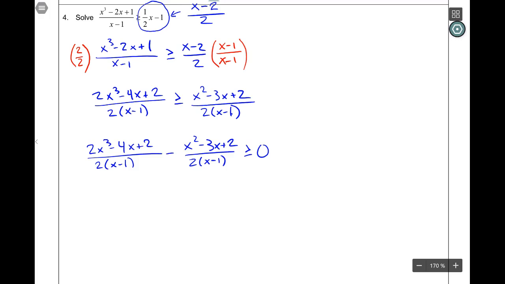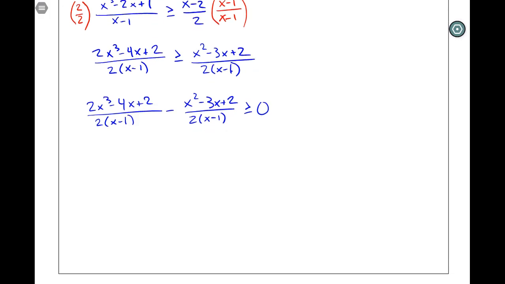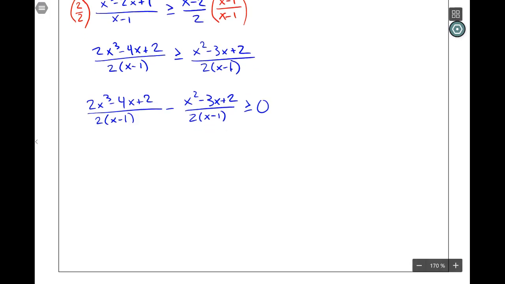Because I have the same denominator on the left, I can simplify things a little bit. So this will become 2x cubed, minus x squared. And then I have negative 4x minus negative 3x. That's negative 4x plus 3x, so that's going to be minus an x. And then I have 2 minus 2, which is 0. So that is my numerator on the left, and we're going to divide that by 2 times quantity x minus 1. Again, we want to know when that's greater than or equal to 0.